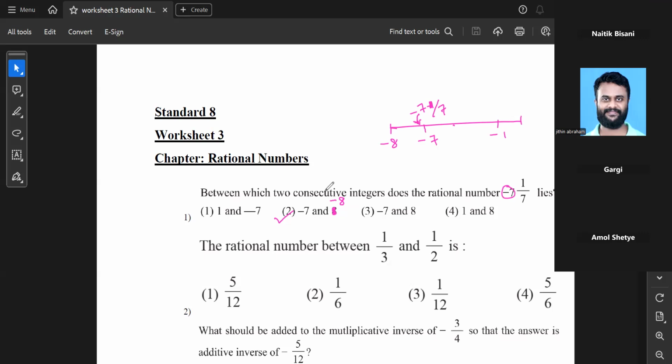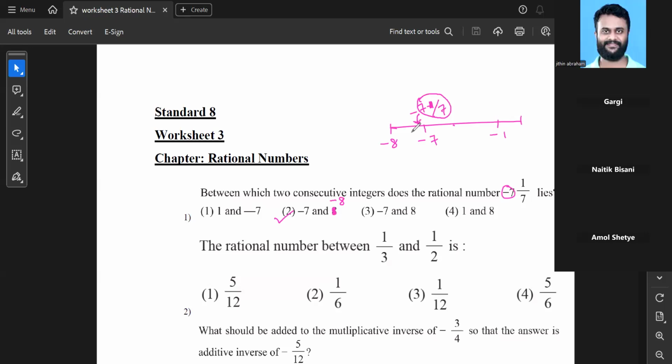Yes, Naitik, what is your query? Tell me. -7 and 1/7 should be smaller than -7, right? Yes, because of the negative sign, -7 and 1/7 is smaller than -7. Yes, you're correct. But ignoring the negative sign, I was speaking just about the number. The 7 and 1/7 comes between 7 and 8. Okay, sir. That was for easier understanding of everyone. Okay, that's great.